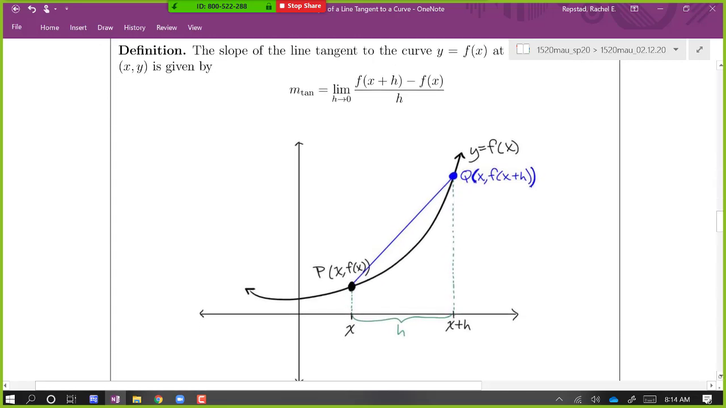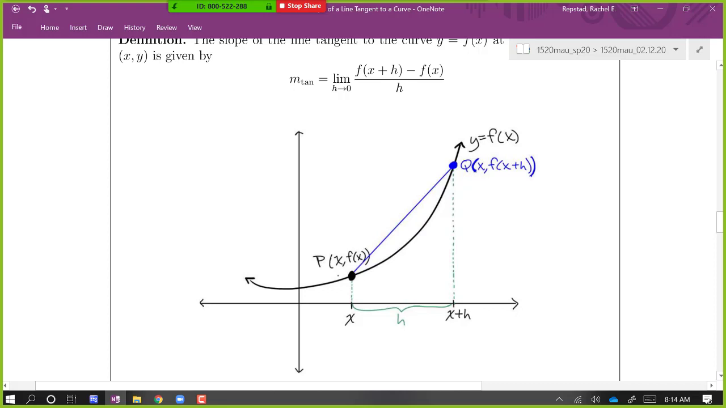So we have our fixed point x, f of x, right? So imagine P is fixed, and then our free point is Q. There's a little error in this figure here. This should say x plus h should be the x coordinate, and then f of x plus h for the y coordinate.